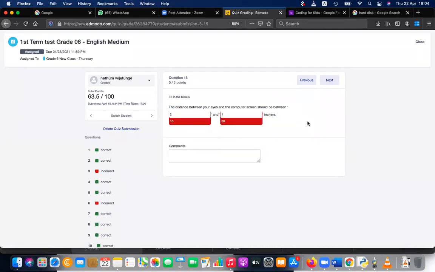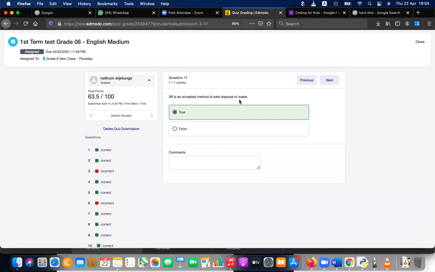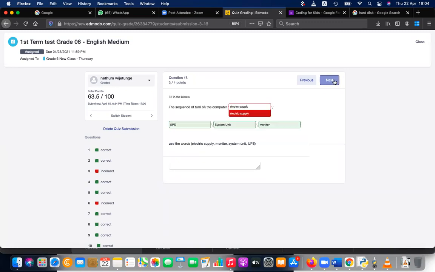Okay. So then, the distance between your eyes and the computer screen is 18 to 28 inches, right? That is there in the textbook. It is 18 to 28 inches. Those values are there in the textbook, right? All computer hardware is considered electronic waste when it is out of use or discarded. Yes, that is called electronic waste. When we are not using them, all these hardware components are called electronic wastage, electronic garbage. 3R is the accepted method of disposal of waste. Yes, 3R. Reduce, recycle, reuse is the accepted method of disposal.